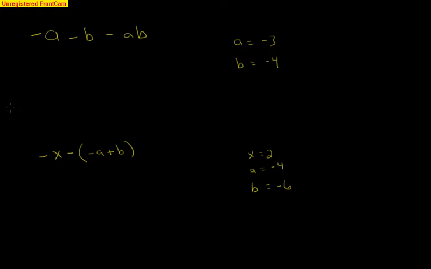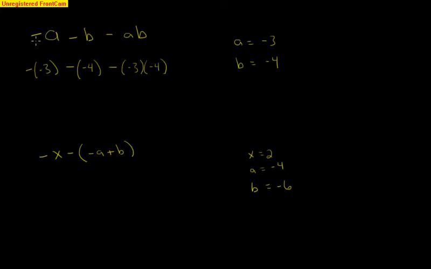Here are two more examples where we're evaluating. Again, not solving, we're evaluating this expression. The opposite of A minus B minus A times B. So the very first thing we do is we plug in the values. We know that A equals -3. So we have the opposite of -3 minus B equals -4, so minus -4 minus A times B. A is -3 and B is -4. So the very first thing we do is write the values in.